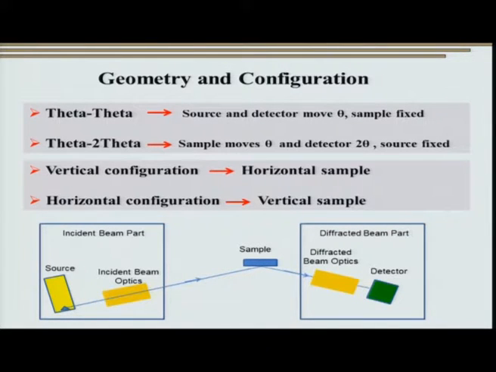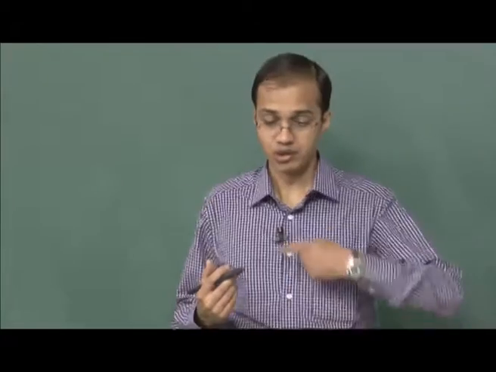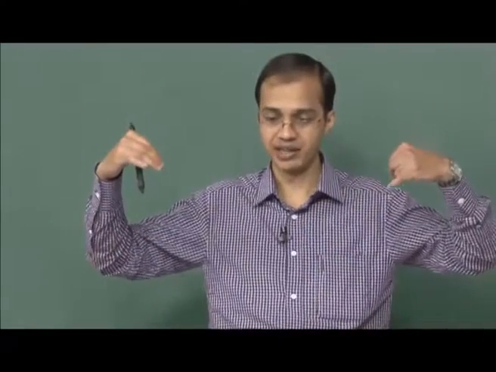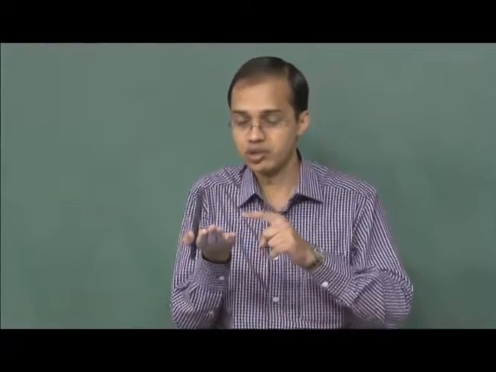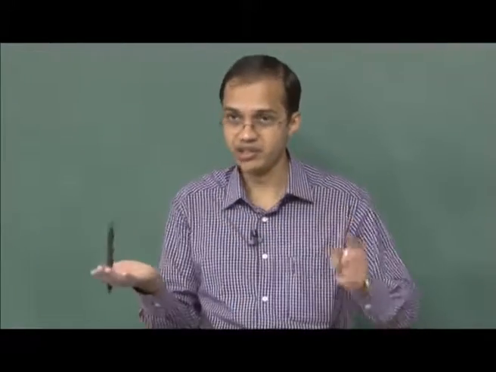Now, another configuration that we use on a routine scale is the vertical configuration and the horizontal configuration. The vertical configuration, as the name suggests, includes all your source and detector on a vertical circle. This essentially ensures that your sample is on a horizontal sample holder. This ensures that you can study powders very easily.